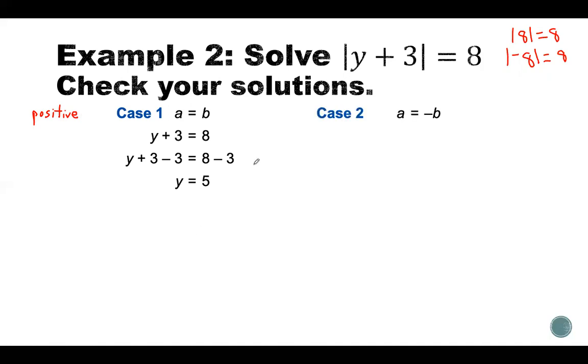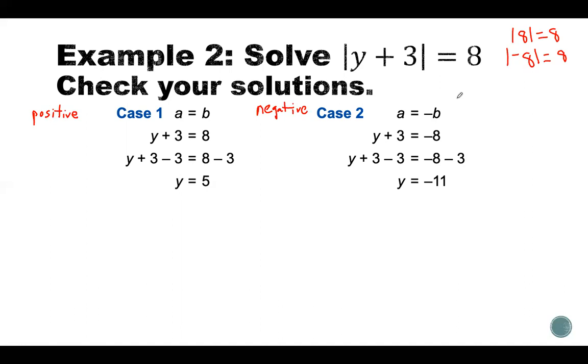Next, we're going to do case 2, and this is usually what we call the negative case. That's because we're going to leave what's on the inside of the absolute value the same, but we're going to set the other side of the equation to the negative version of what we have. So in this case, it's going to be -8. We're going to still follow the same steps. I'm subtracting 3 from both sides, and we get -11.